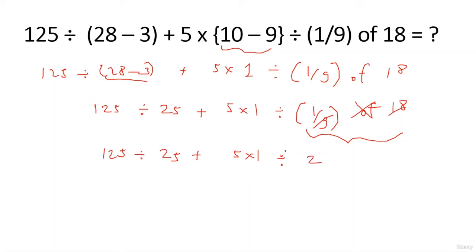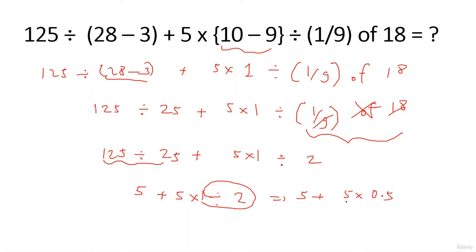Next step is guys we divide. So 125 divided by 25 is 5. Plus 5 into 1 divided by 2. Division भी हम लोग left to right जाएंगे पहले. ठीक है, पहले left वाला solve करेंगे फिर right वाला. Next step is 1 divided by 2, which is 0.5. So it is as good as 5 plus 5 into 0.5.